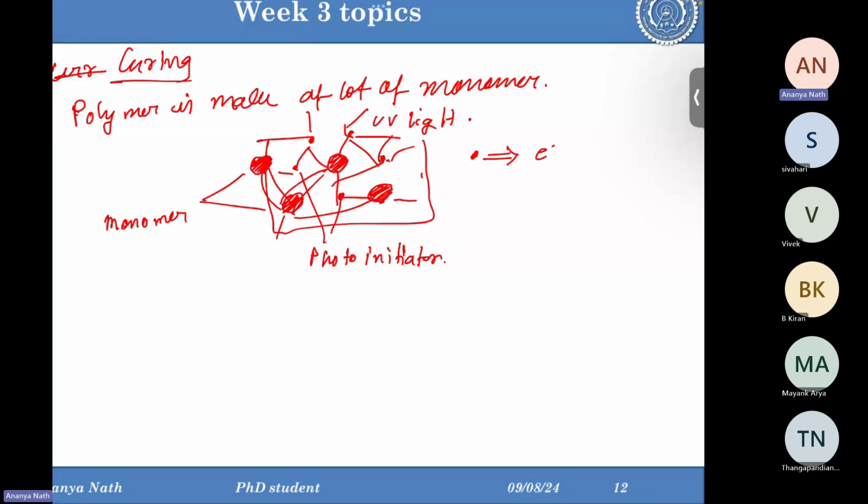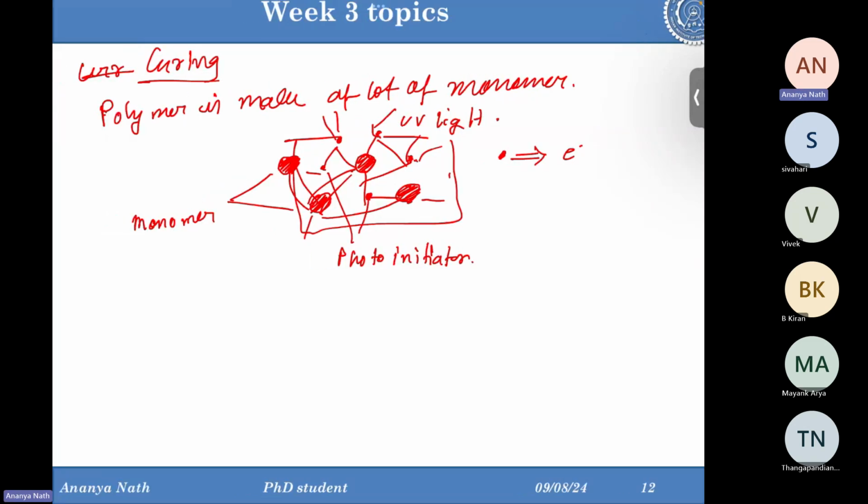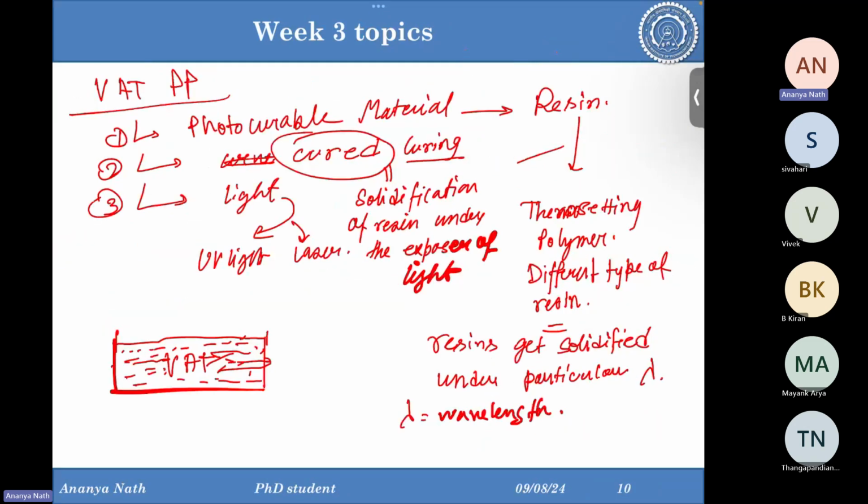Curing is a process by which the photo curable polymers get solidified. So I think this is again understood. So in vat photopolymerization, there are three things. One is the material aspect, which I have discussed. The second thing is curing, which I have discussed. The third thing is light, which I have also discussed.